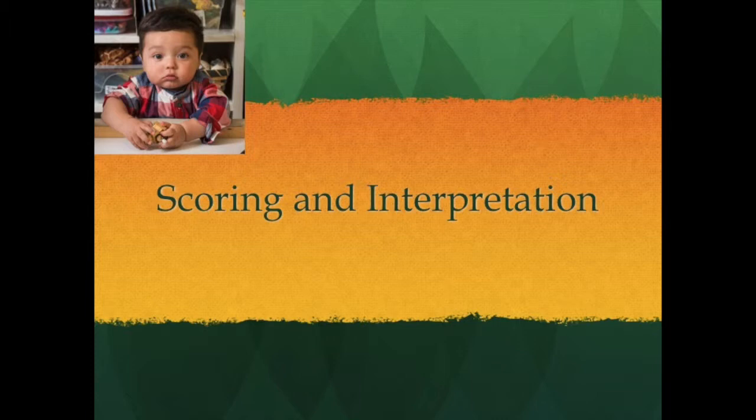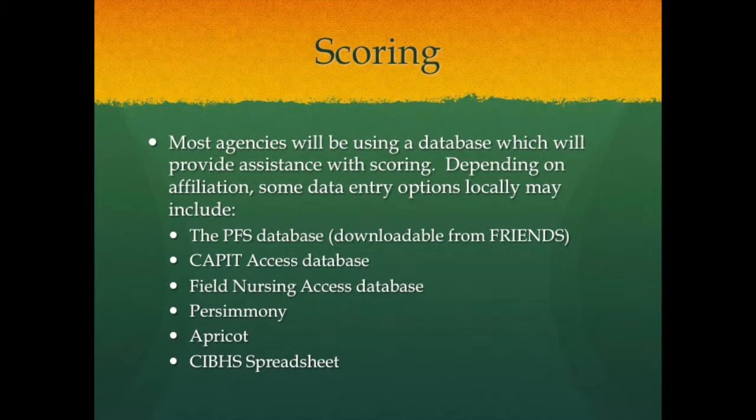This following section will explore what you do once you get your results back, for how you analyze and interpret your data. Ideally, you will have access to a database which will do the scoring for you. Depending on your affiliation, some data entry options you may have include the Protective Factors database, which is available on the Friends website, CAPIT Access Database, Field Nursing Access Database, Persimmon, Apricot, or the CIBHS spreadsheet.